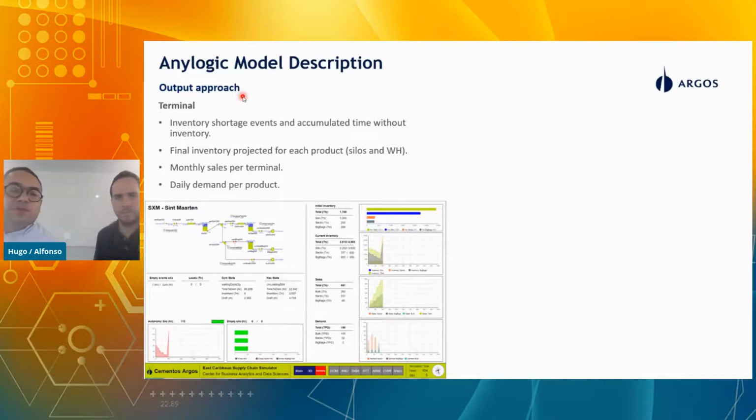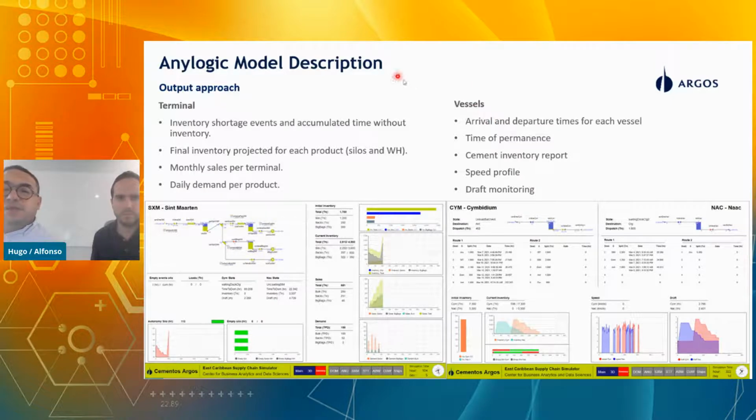The output of our model is something like this. We have here one screenshot of what the user can see, for example, in San Martin. We can see this information from the inventory, final inventory, sales per terminal, daily demand, and what is happening inside the terminal, if there is a shortage or not.